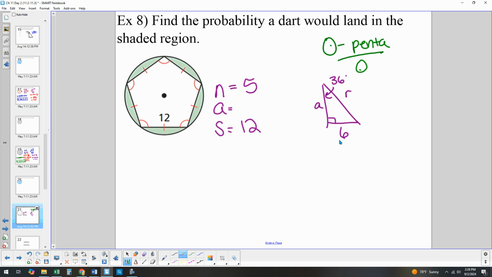So let's start by finding the apothem. So that's going to be tangent. Tan 36 equals 6 over a. a is on the bottom, so it's going to be division. a equals 6 over tan 36. And using my handy-dandy calculator, I get 8.26 for a.